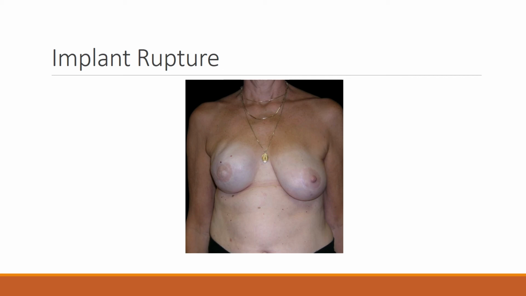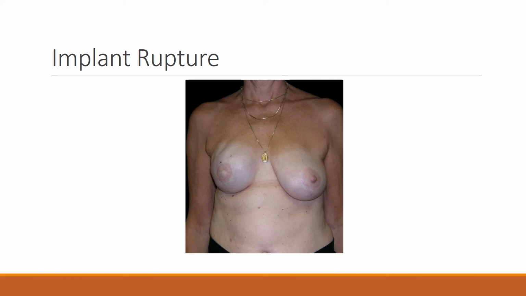This is an example of implant rupture. This woman has a saline-based implant reconstruction on the right-hand side. She reports that one day she woke up and that the implant appeared to be smaller and that the wrinkling was more pronounced. Implant rupture occurs 100% of the time.